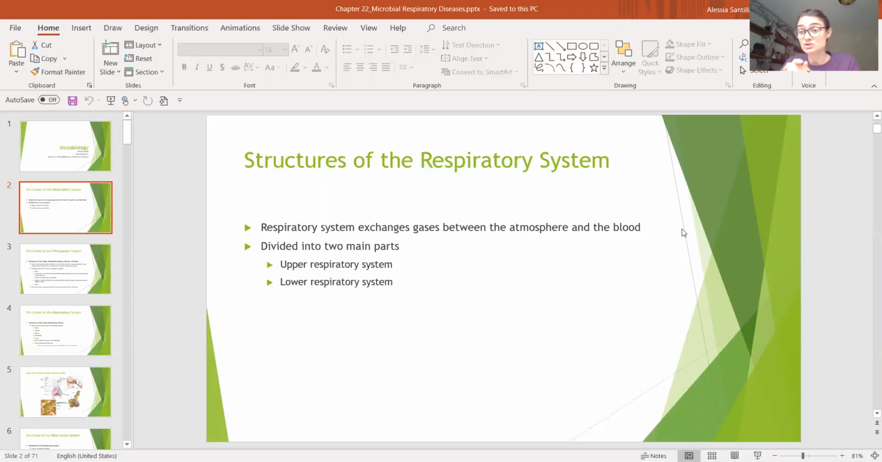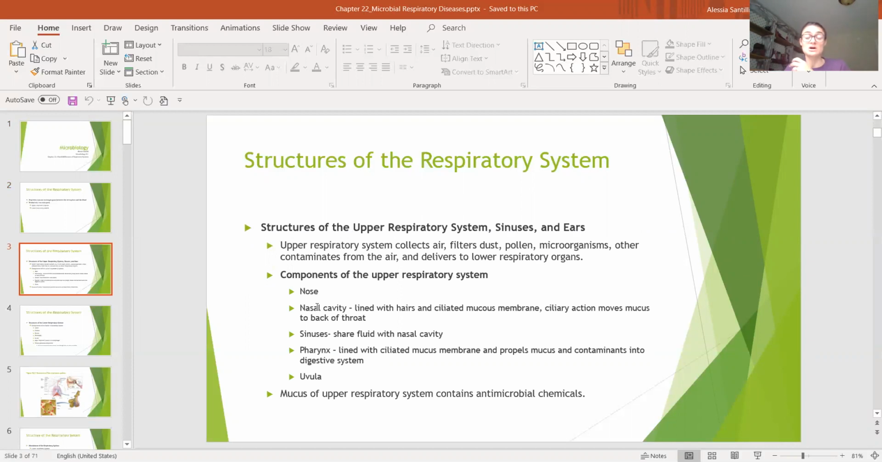It's divided into two main parts. We have the upper respiratory system and the lower respiratory system. And what you'll see is that our infections are going to cover first the upper respiratory part and then the lower respiratory. Okay, so what constitutes the upper respiratory system?